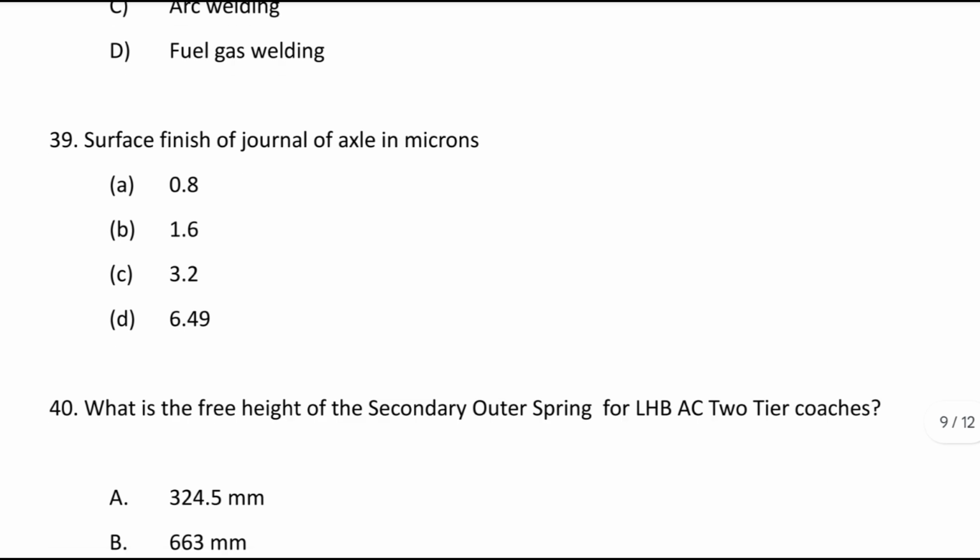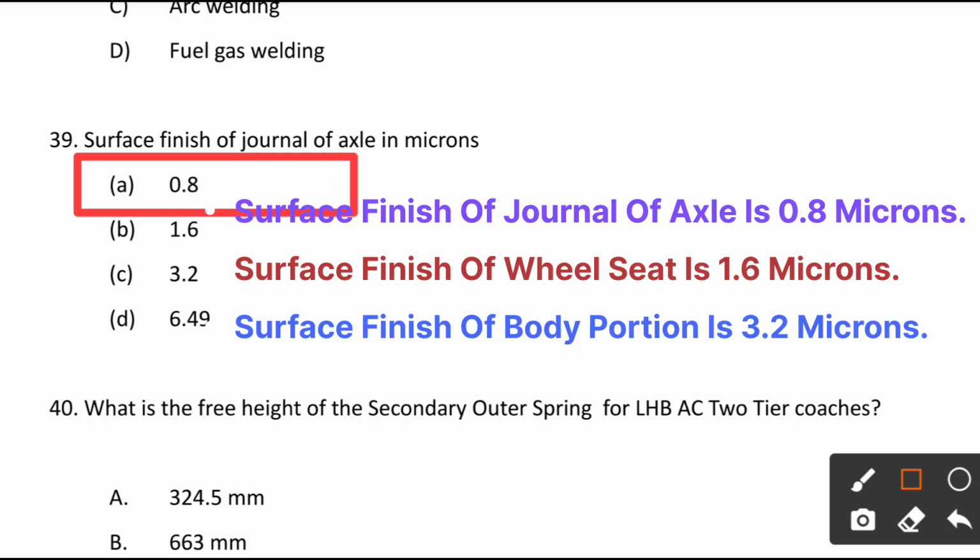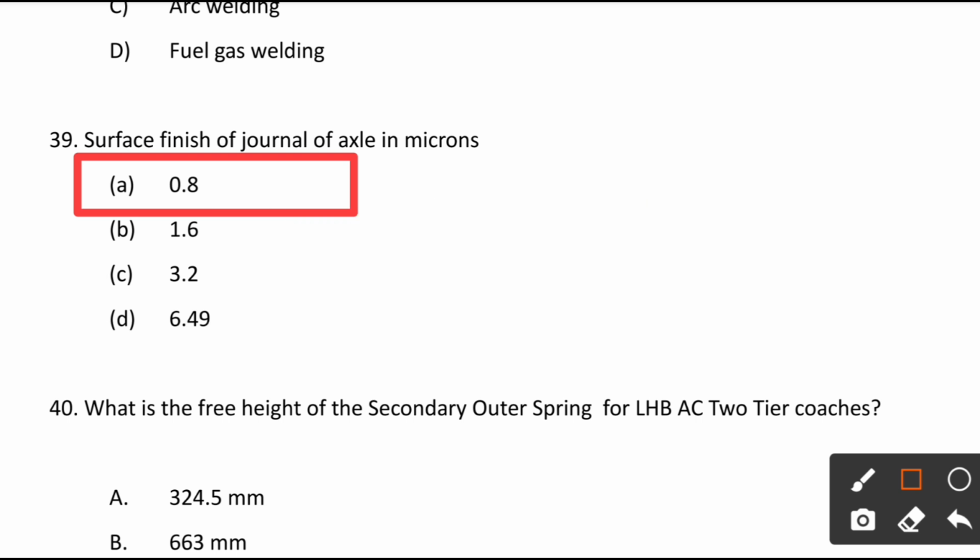39. Surface finish of journal of axle in microns. A. 0.8. B. 1.6. C. 3.2. D. 6.49. Surface finish of journal of axle is 0.8 microns. You can also remember surface finish of wheel seat as 1.6 microns. Surface finish of body portion is 3.2 microns. In this question, the correct answer is A. 0.8.